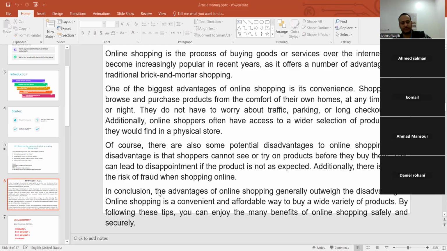In conclusion, the advantages of online shopping generally outweigh the disadvantages. Online shopping is a convenient and affordable way to buy a wide variety of products. By following these steps, you can enjoy the many benefits of online shopping safely and securely.